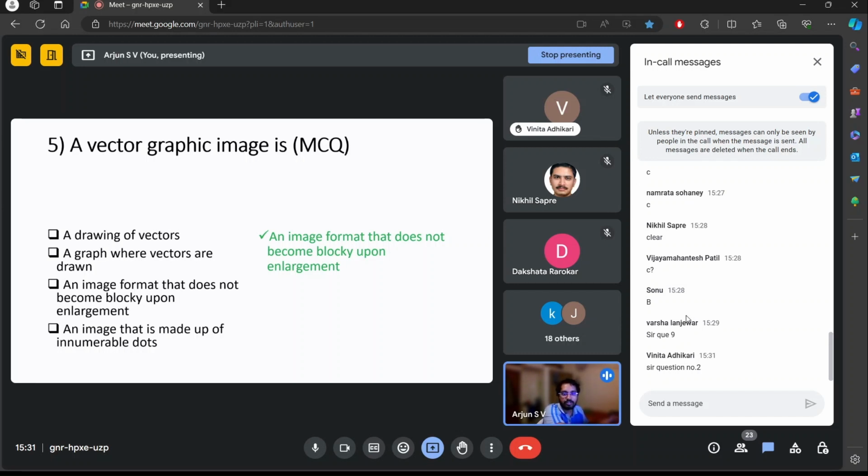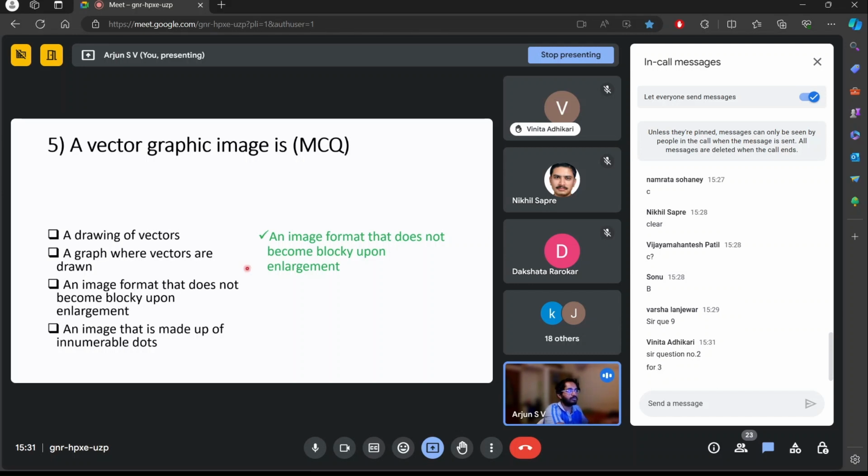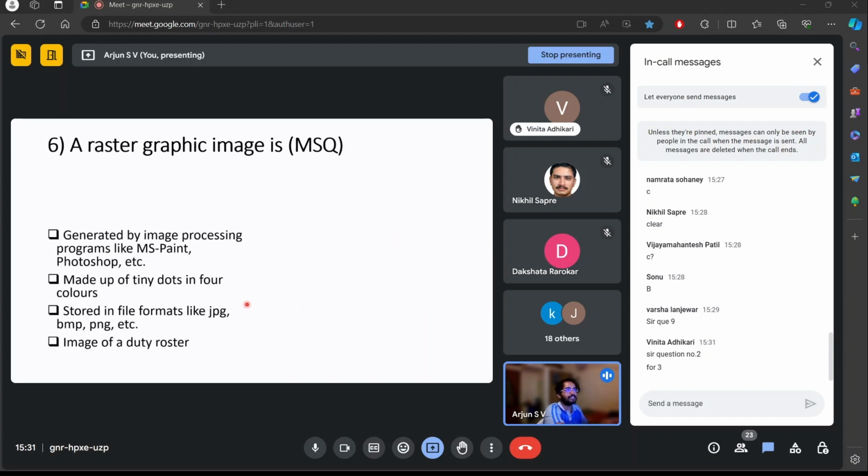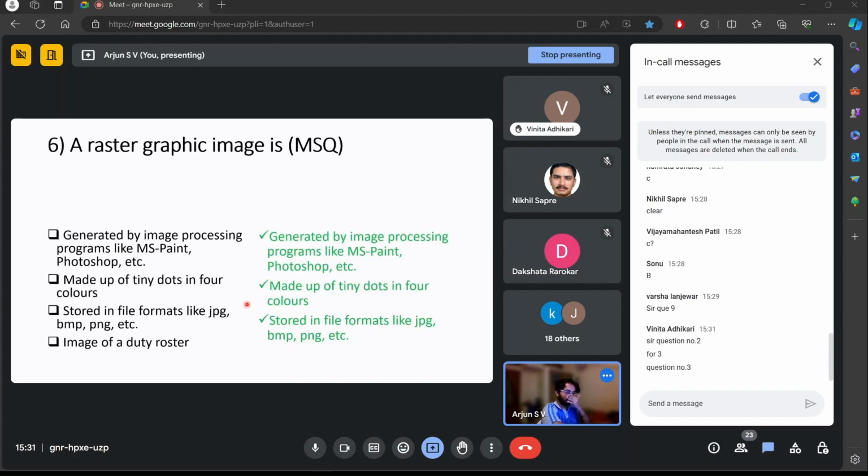Question number 2: except option A, all the options are correct. The fifth question is an image format that does not become blocky upon enlargement. Sixth question, raster graphic images: except option D, all the other options are correct. They are generated by image processing programs like Paint and Photoshop, made up of tiny dots in four colors, and stored in file formats like JPG, BMP, or PNG.